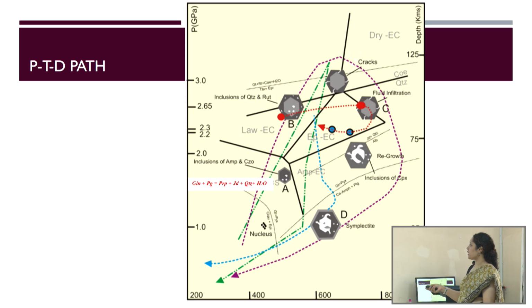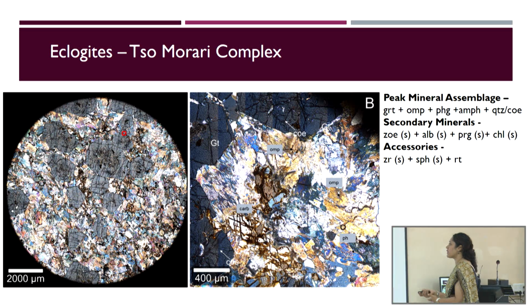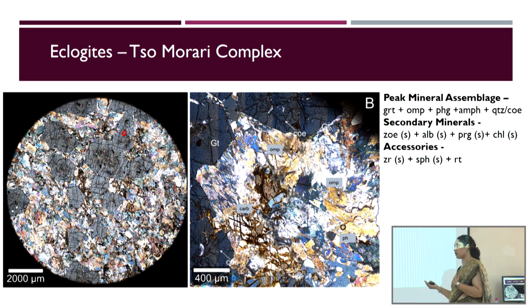If you look at this PT path, we know that the protolith which got metamorphosed to form eclogite started, of course, at crustal levels, and then got subducted to depths up to 120 kilometers, and then it came back up. But how do we understand that? We have done it through petrography or petrology. You look at these rocks, they are beautiful coarse grained rocks which have large garnets, and other minerals like omphacite, which is the soda rich pyroxene.